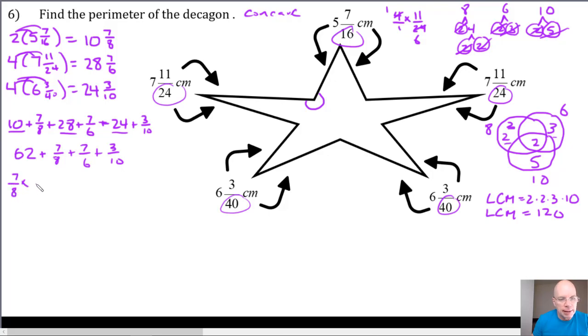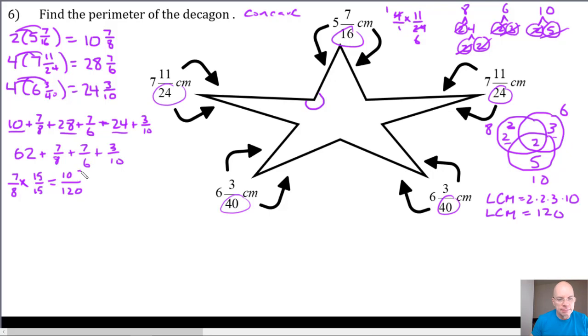7/8 multiplied by, this is how the Venn diagram also helps you. If you look at the 8 circle, how many 8s equal 120? Well, whatever's outside the 8 circle, 3 and 5, 3 times 5 is 15, so 15 8s equals 120. So when I create this lowest common denominator of 120, I'm just multiplying by 15/15, which of course is just 1. So I'm not changing the value of 7/8. I'm just representing it in an equivalent but different looking way.